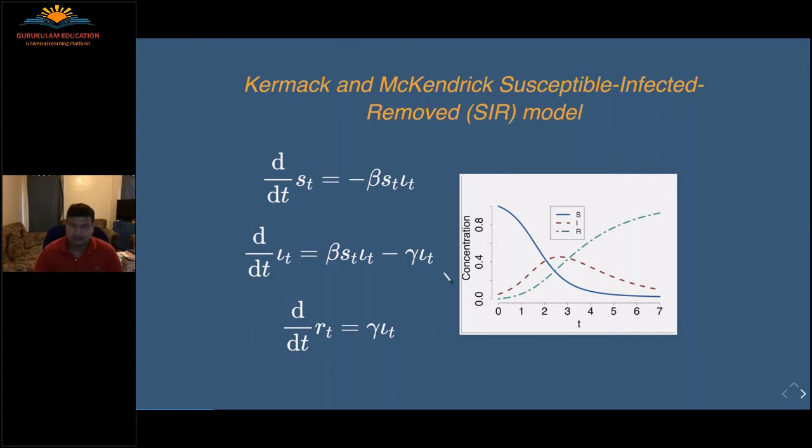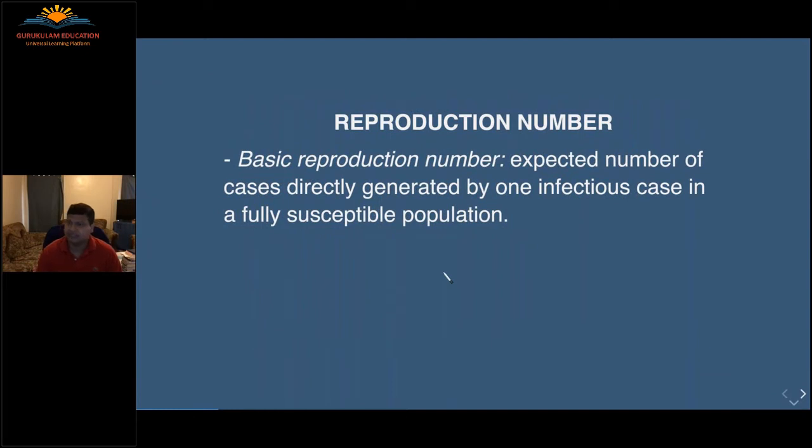Okay. And then some basic ideas. One of the key ideas is the notion of basic reproduction number, which is the expected number of cases directly generated by one infectious case in a fully susceptible population. So if you have, let's say, a large class or a room full of susceptible individuals, if you plant one infected individual, how many additional cases do you expect, except for the first one? So that's the basic reproduction number.